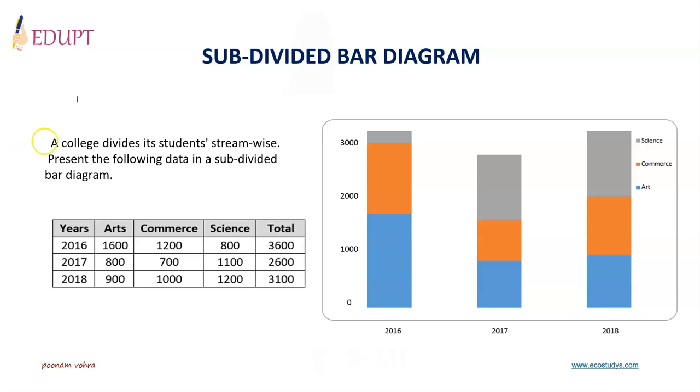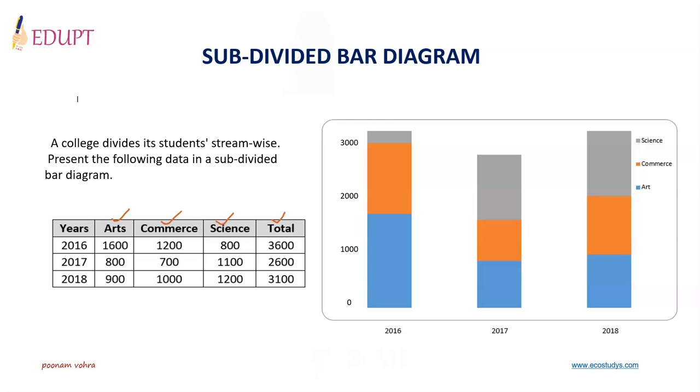As per this numerical example, a college divides its students stream-wise. You need to present the data in a subdivided bar diagram. Now the information is about different years, 2016, 2017 and 2018. And in each year, students have been categorized as arts, commerce and science students. Total number of students are given. So this information can be easily presented in subdivided bar diagram.